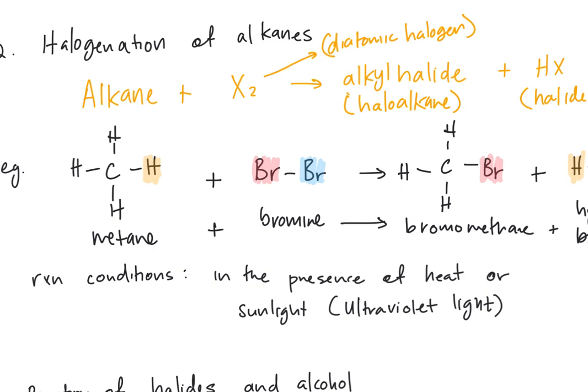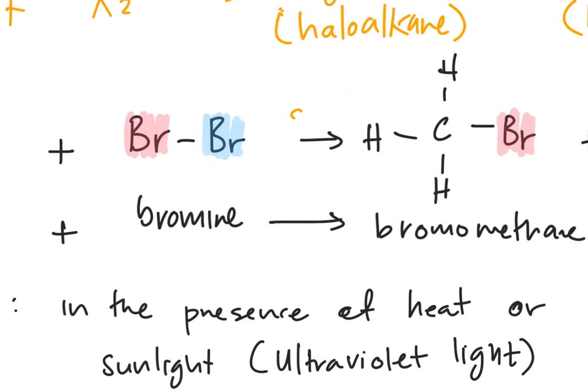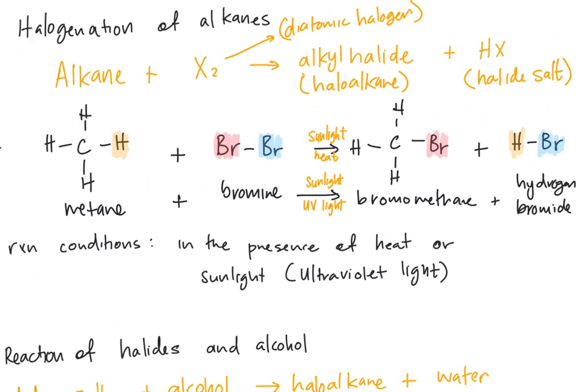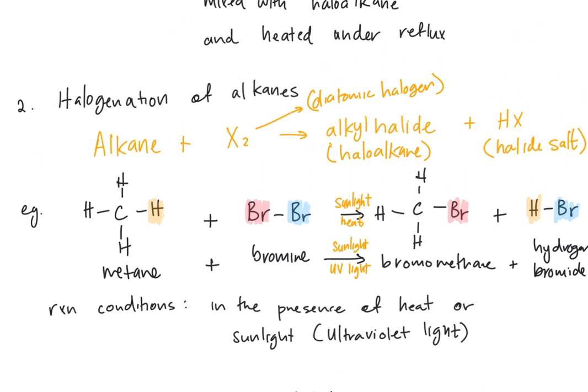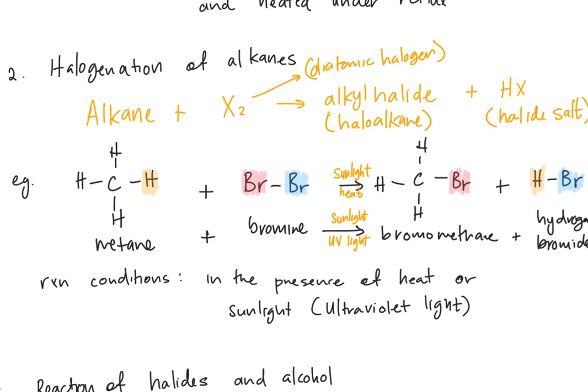And the reaction condition for this one, it must be in the presence of heat or sunlight. More specifically, it must take place with UV light. So what you can do is, in your equation above the arrow, you can write sunlight, or you can even write UV light if you want. You can even write heat. So that's what you want to do there for halogenation of alkanes.